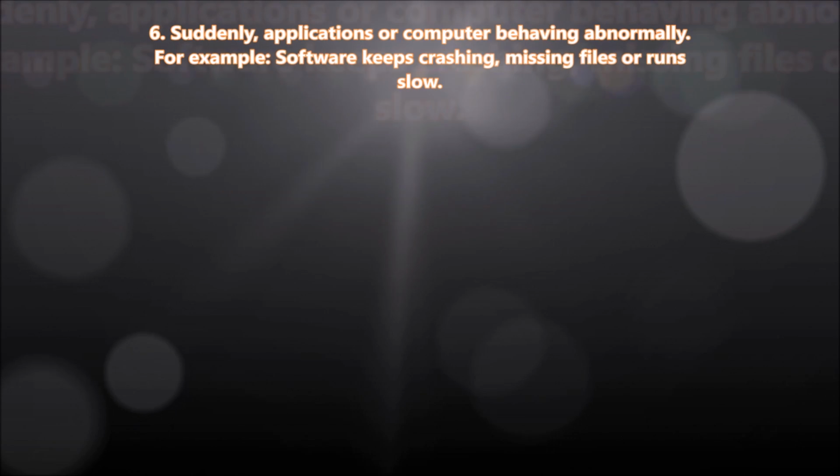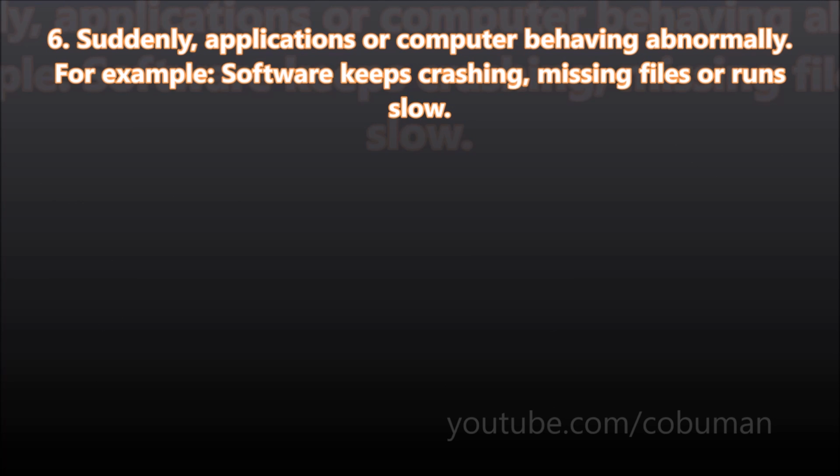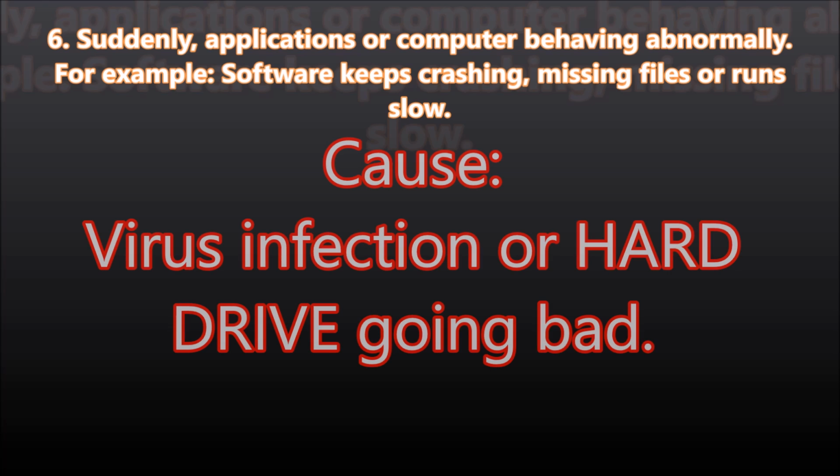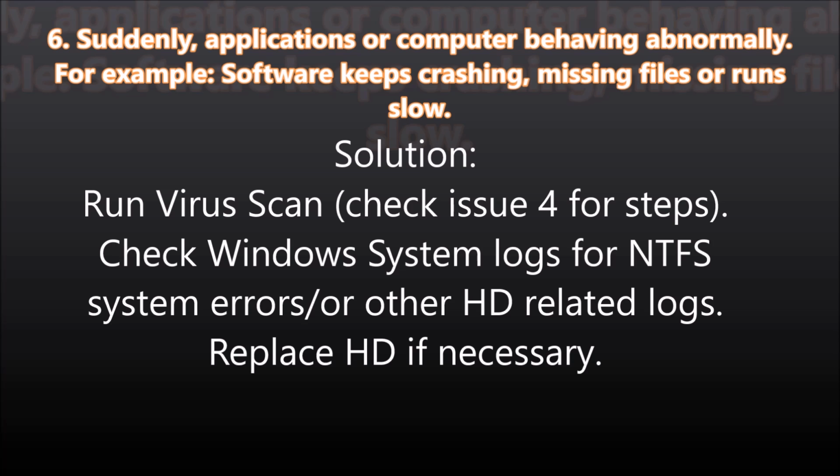Number 6. Suddenly, applications or computer behaving abnormally. For example, software keeps crashing, missing files, or runs slow. Cause: virus infection or hard drive going bad. Solution: run virus scan. Check Windows system logs for NTFS system errors or other hard drive related logs. Replace hard drive if necessary.